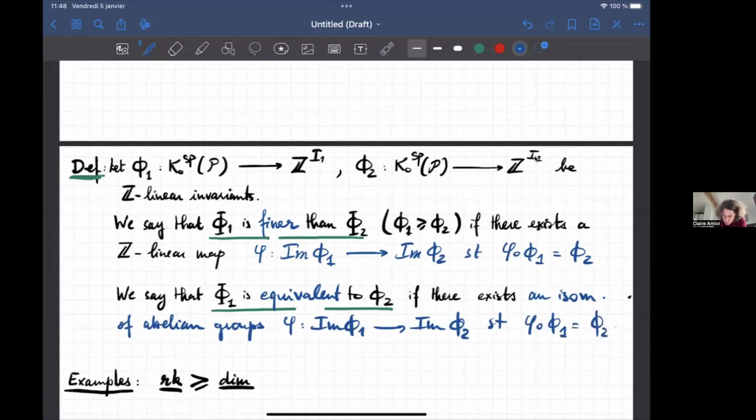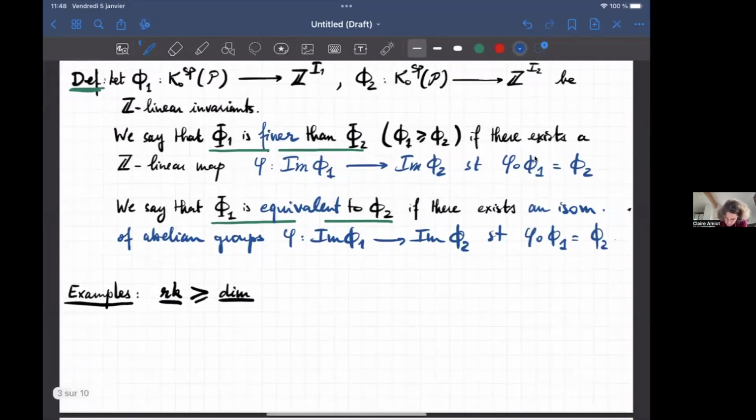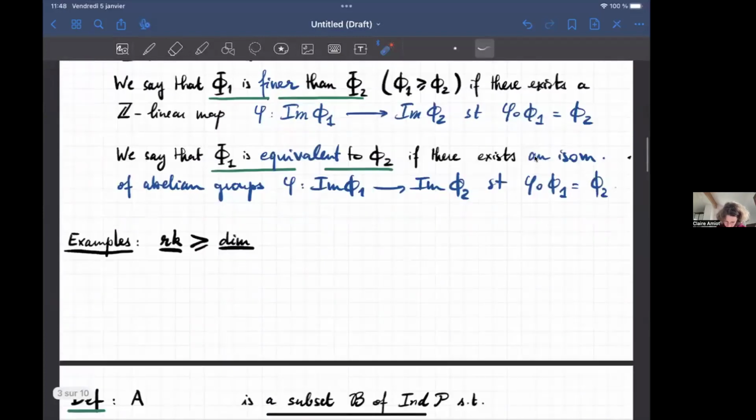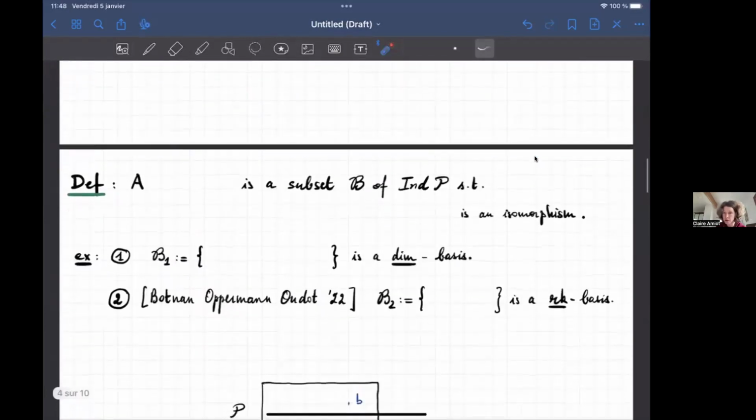And then it's very easy, as a first example, to compare the two invariants I presented in the first part: the rank is finer than the dimension vector. In other words, if you know the rank, you can deduce the dimension vector, because by taking A equals B, the rank will be just the dimension of M_A. So this notion of being finer means you have more information knowing phi1 than knowing phi2. Okay, so now I will start with a new definition.